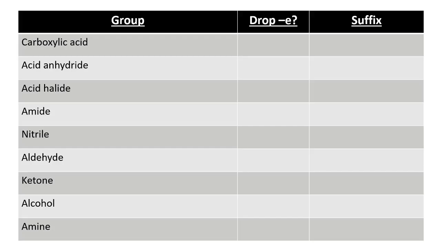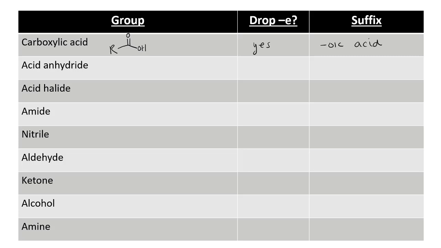So we're going to be looking at our different groups, and we're going to be telling you whether or not we're going to drop the E associated with the parent chain, and the suffix that we will add for that functionality. So the first functionality is our carboxylic acid. Remember, our carboxylic acid is the carbonyl that is attached to an OH. For this, we are going to drop the E on our parent chain, and our suffix will become oic acid.